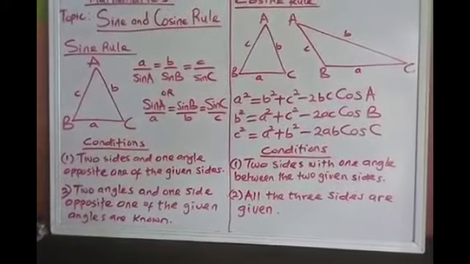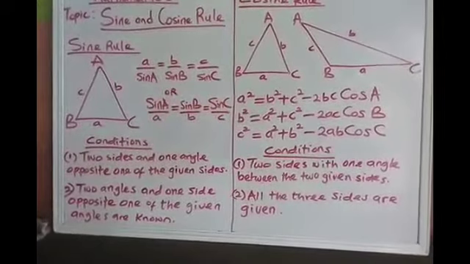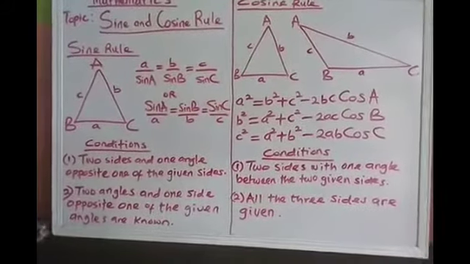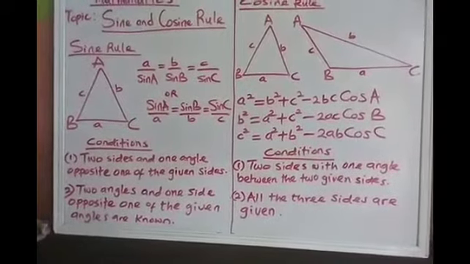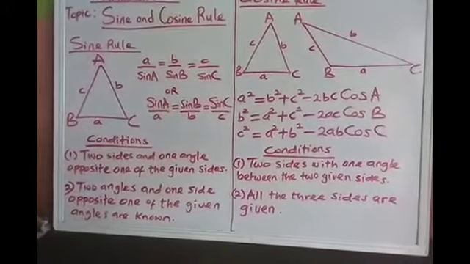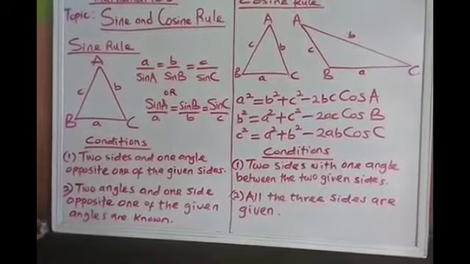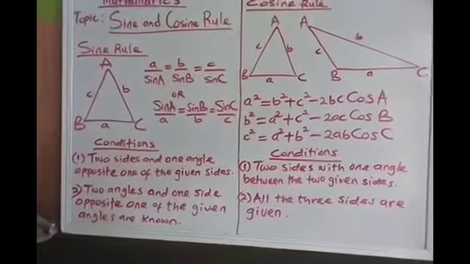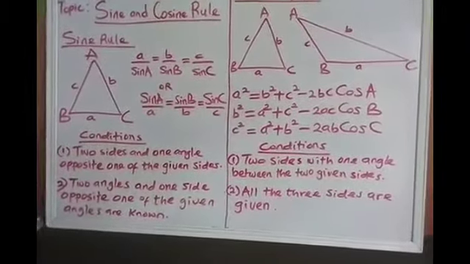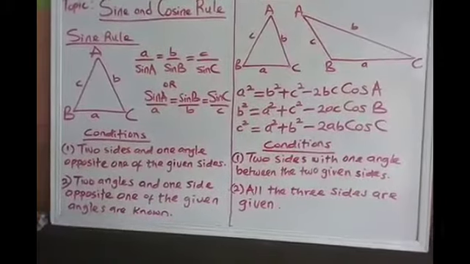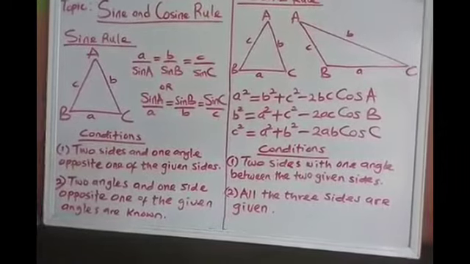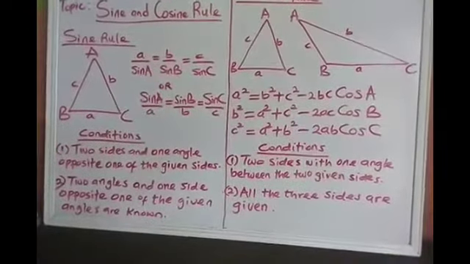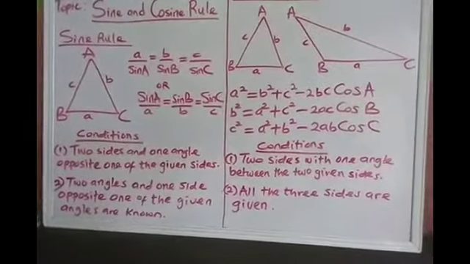So sine rule states that a over sine A equals b over sine B, which is equal to c over sine C, meaning the side over the sine of its angle. The first one is equal to the second one over the sine of its angle, and is equal to the third one over the sine of its angle. Or we have sine A over a equals sine B over b equals sine C over c.